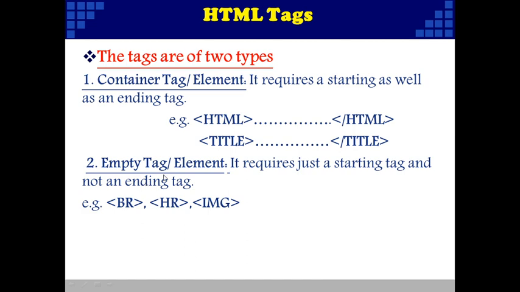And the second one is the empty tag, or you can say empty element. It has only the starting tag, not the closing tag. This is called an empty tag. Some examples of the empty tag are BR, meaning break, meaning come to a new line. HR means horizontal row. IMG stands for image. If you want to insert an image in a web page, then you have to write this HTML tag.